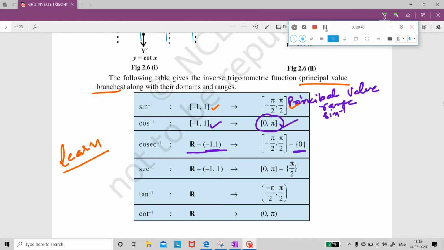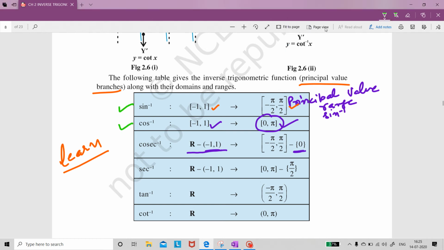Now students, in the same manner as we have discussed how we defined sine inverse function, cosine inverse function and cosec inverse function, in the same manner, by restricting the domains of the rest of the three trigonometric functions, we defined their inverses also. So as you can study, this table gives you the domain and ranges of inverse trigonometric functions. So sine inverse function, its domain is minus 1 to 1, and its principal value range is minus pi by 2 to pi by 2 closed interval.